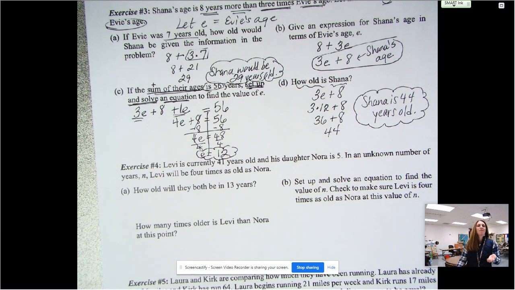Okay, hopefully that problem wasn't too hard. I'm sure it's easier when Mrs. Brown is leading us through it. So let's try another one.